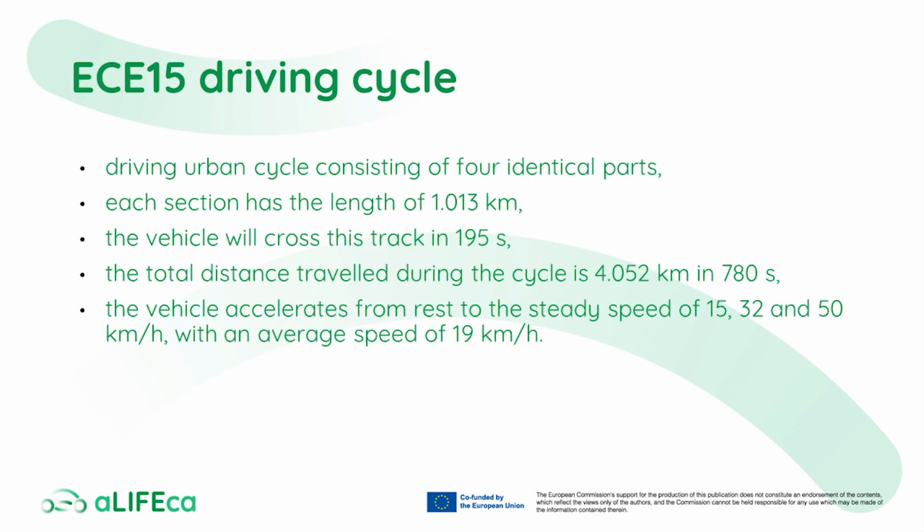Urban driving cycle ECE15 consists of 4 identical parts. Each part is 1.013 km long and the vehicle passes this part in 195 seconds. The total distance traveled during the cycle is 4.052 km in 780 seconds. The vehicle accelerates from rest to the steady speed of 15, 32 and 50 km an hour with an average speed of 19 km an hour.